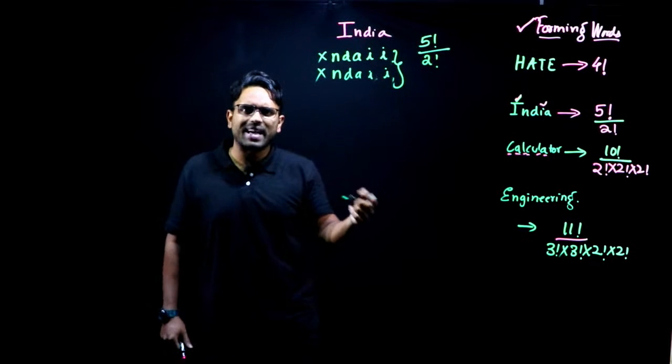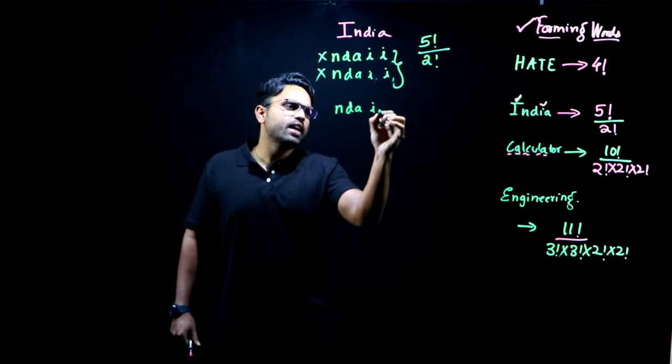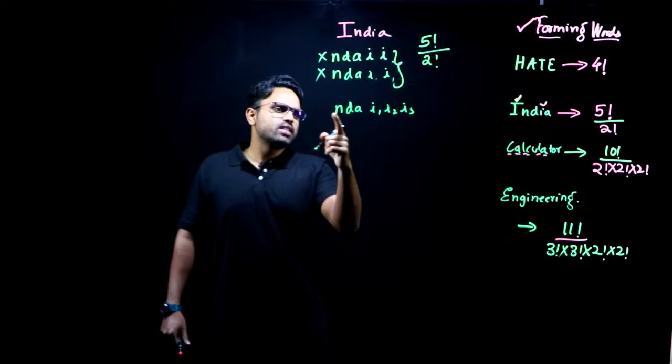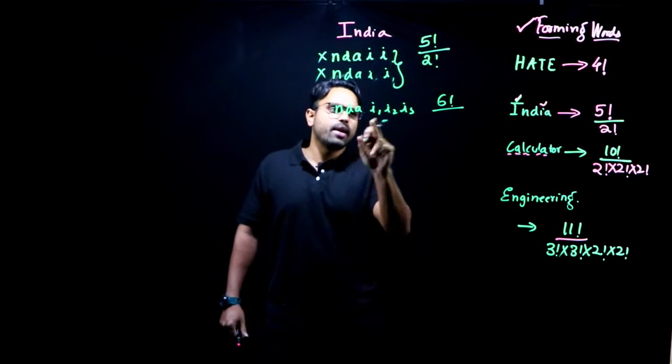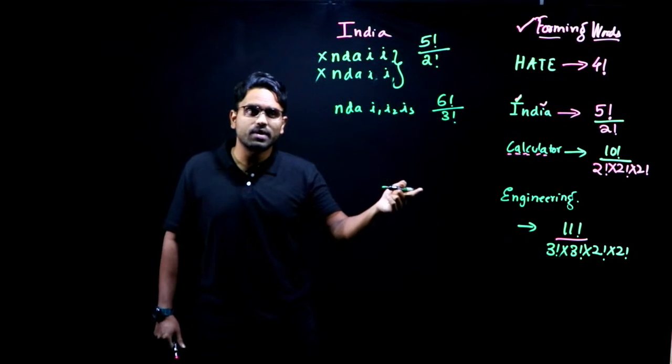If you want, I can take a bigger example. Now, if a word was something like this, NDA, I1, I2, I3, what will the answer be? 1, 2, 3, 4, 5, 6. 6 factorial divided by, I is repeating 3 times, so I have to divide it by 3 factorial. Why do I have to divide it by 3 factorial?